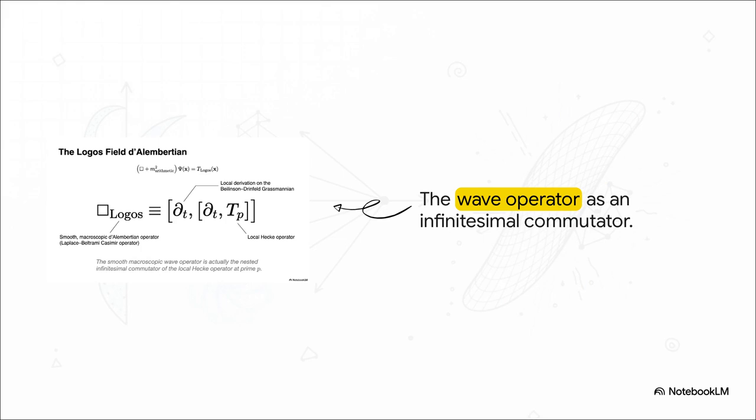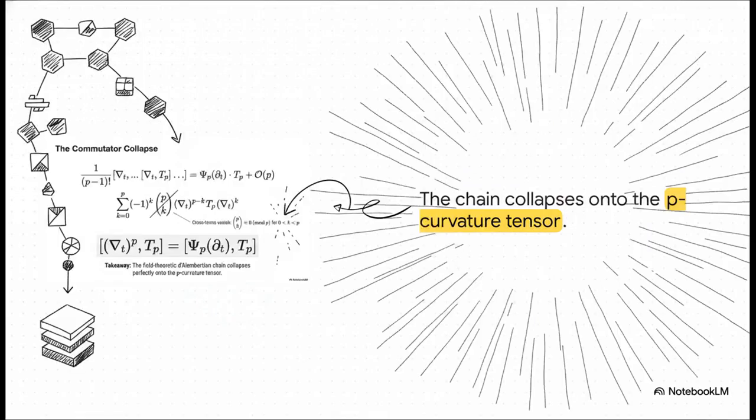The smooth, macroscopic wave operator of Logos field theory is mathematically realized at a finite prime p as a nested infinitesimal commutator of the local Hecke operator with the local derivation on the Beilinson-Drinfeld Grassmannian. We are quite literally watching a second-order Laplace-Beltrami operator be born directly from local arithmetic derivations. And this brilliantly illustrates why the whole thing works.